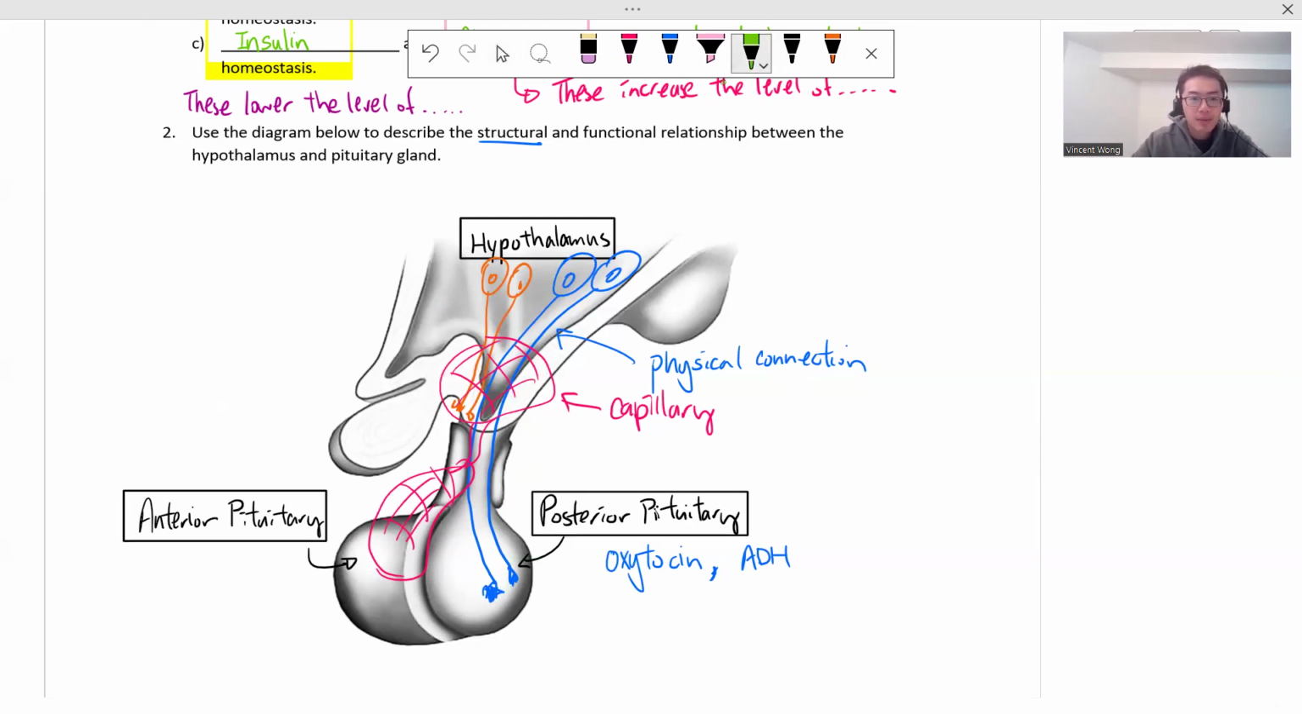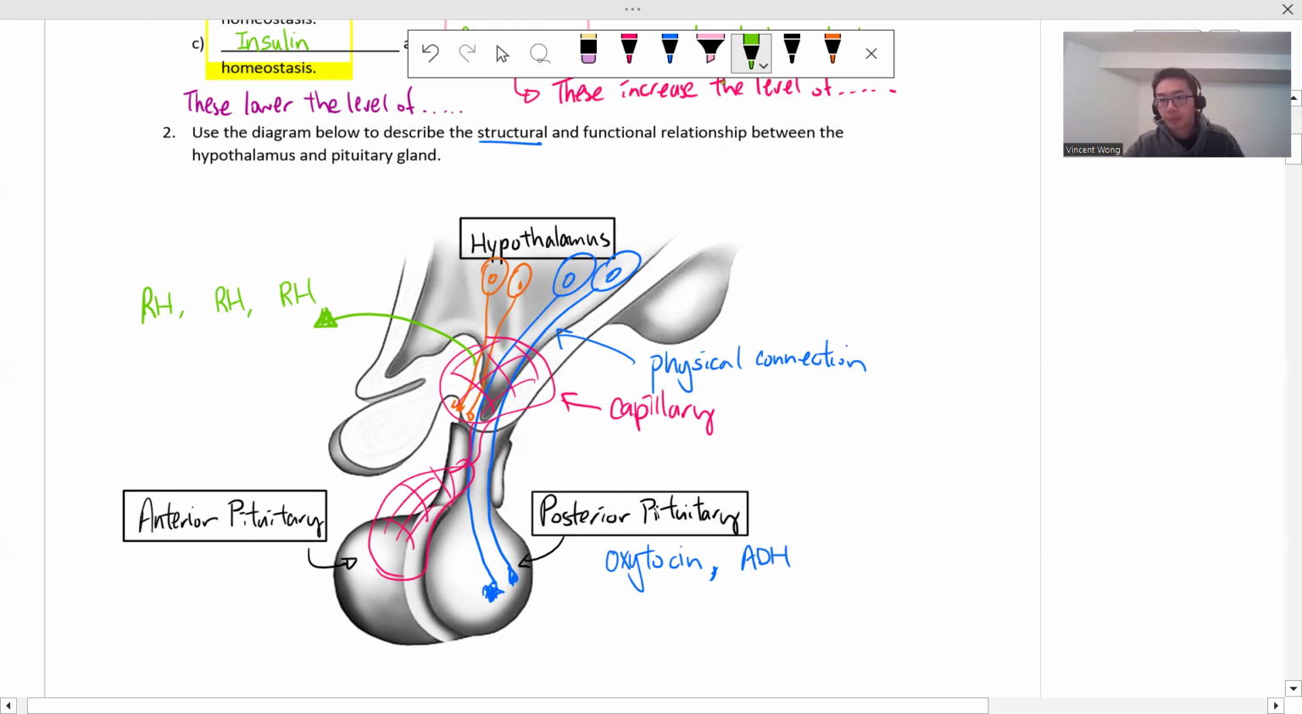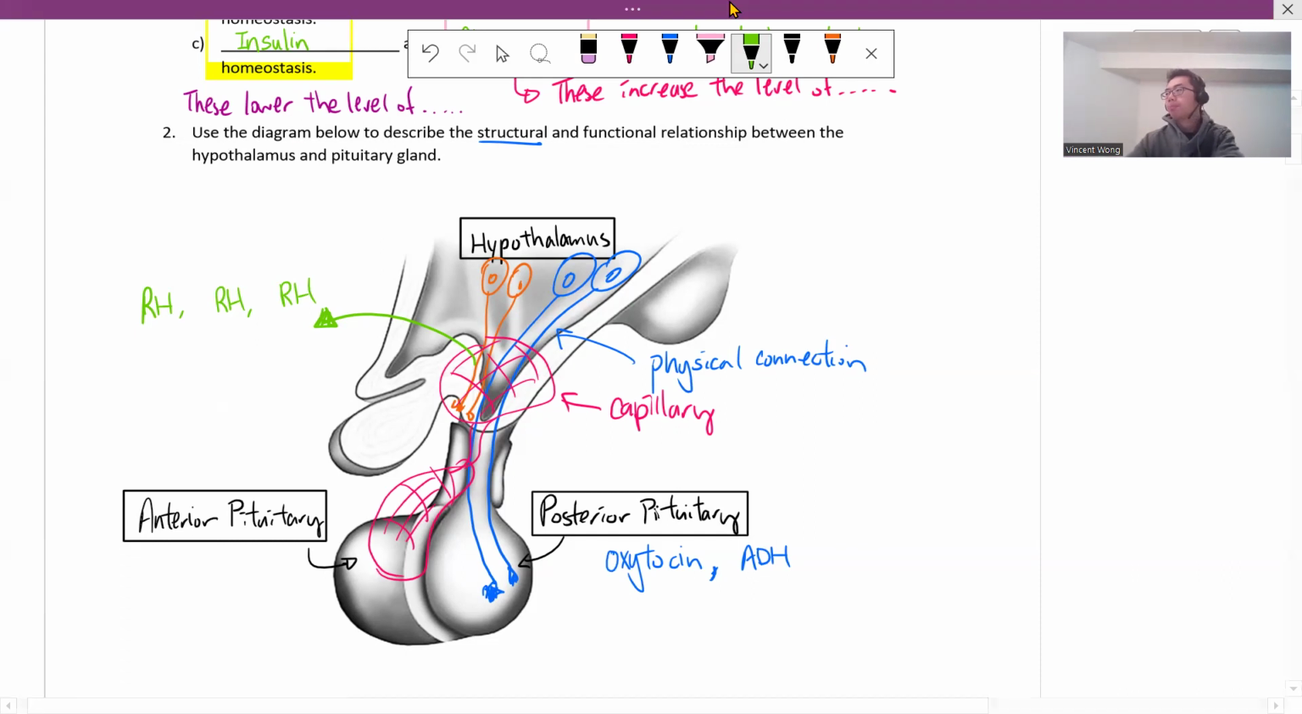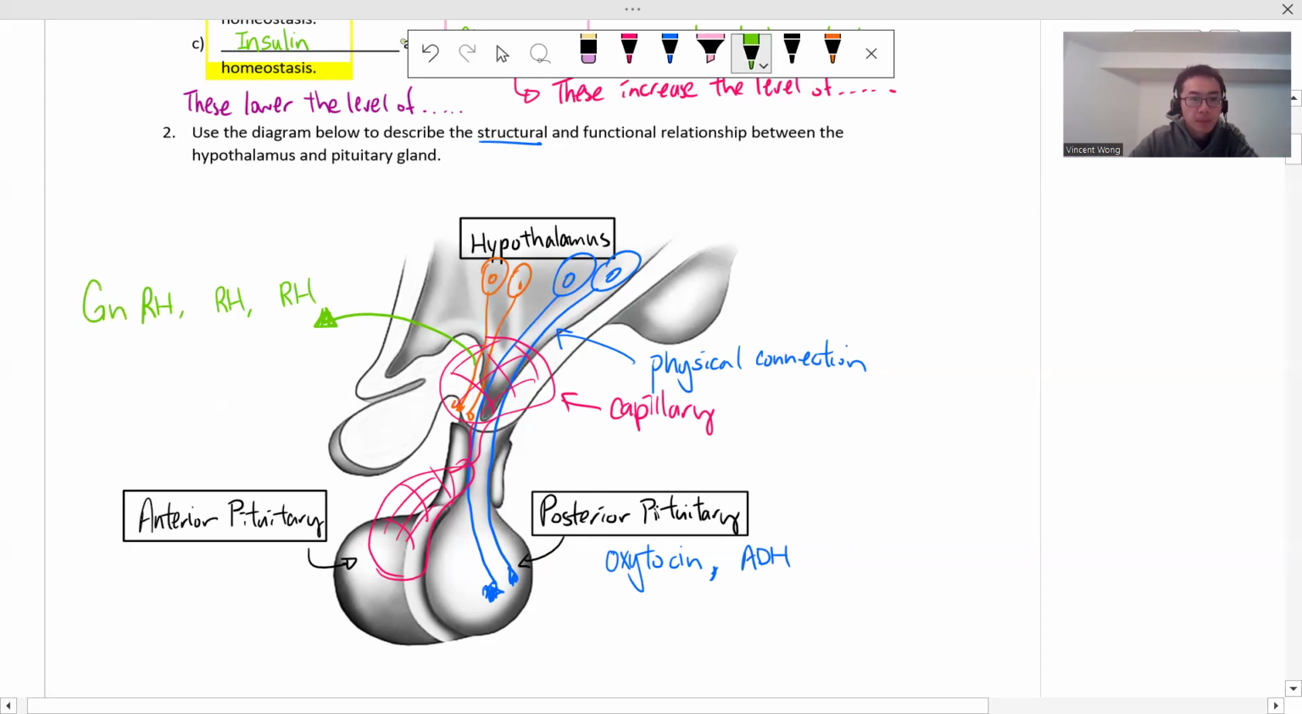So we learned about three types of releasing hormone from the hypothalamus. I just want you to recite them for yourself. Think about what they are. Okay, they all end in RH. Okay. What are they? Anybody? GnRH, mm-hmm. TRH, sorry. Yeah. Good. Very good.